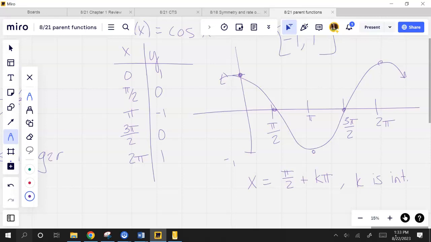Y-intercept for this one? Just one. Just one. Yes, for the y-intercept. All right. Increasing. Oh, did I miss extrema?